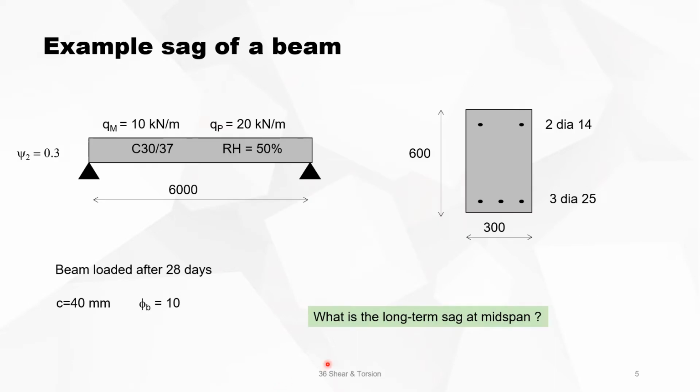Consider a cross-section of 600 by 300 millimeters with a compression and a tension reinforcement. The relative humidity is 50%. The characteristic value of the load is 10 kN per meter for the mobile loads and 20 kN per meter for the permanent loads. The beam is loaded after 28 days, and we are now trying to find out what is the long-term sag at midspan of the beam.